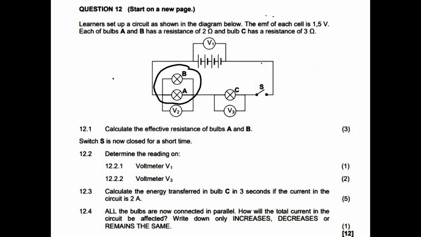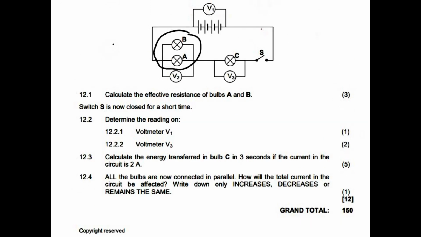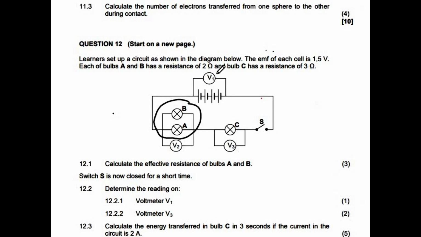The next question says, switch S is now closed for a short time. 12.2. Determine the reading on 12.2.1 voltmeter V1. So what is the reading on voltmeter V1? Where is voltmeter V1? Here is voltmeter V1. So what is the reading there?